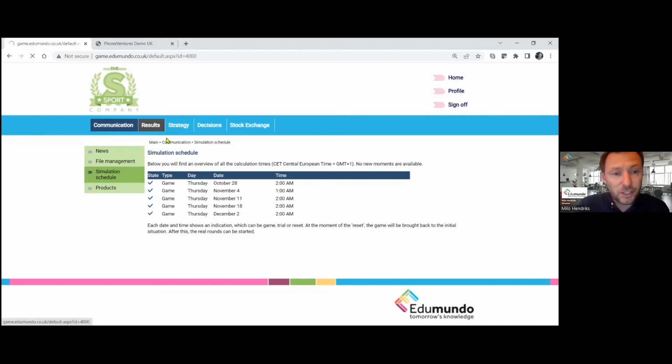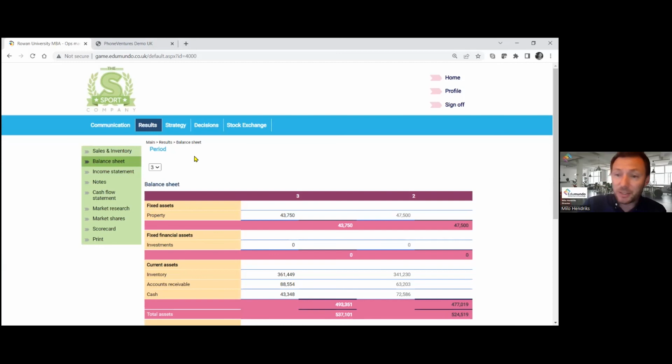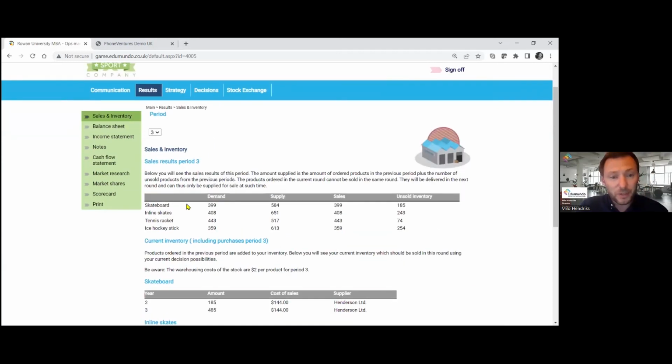So there's more analysis to do in the results, where we're looking back at the previous years. For example, the first one here is sales and inventory, where you find, for example, for the skateboards, what your demand was last year, almost 400. We had almost 600 in stock. So we have sold the full amount of 399, resulting in an unsold inventory of 185, which is not that good, because unsold inventory, you have to insure, you have to put it in a warehouse, so it will cost you a lot of money.